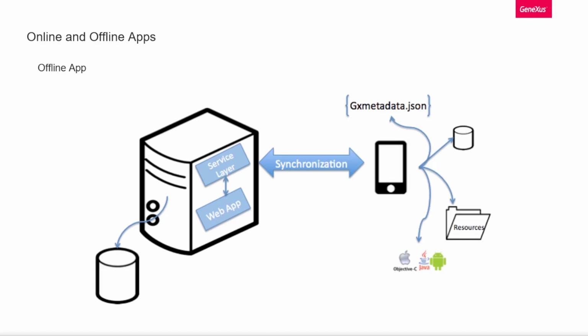Regardless if the application is connected or not, its processing is performed on the device by updating its local database. Once a connection is established, the application will synchronize the changes that were made while it was offline.